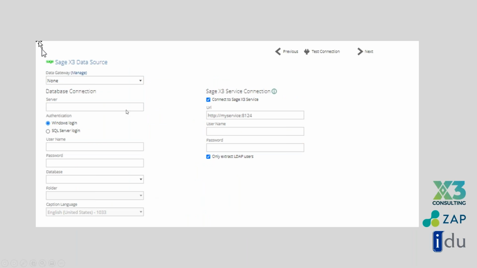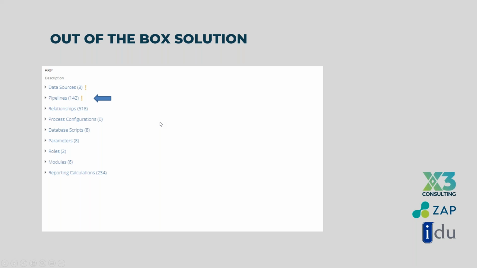we connect up our Sage X3. So we put in all our connection details and we go through that 5-step wizard. We'll then be presented with a model. So this is the out-of-the-box model that we give you. So the data sources are connected.